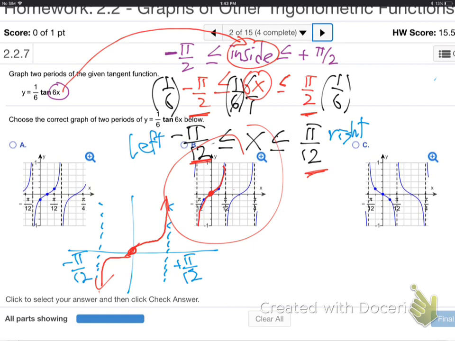What's wrong with A? Why is A not the answer? Shifted. Yeah, it's not hitting. See where it hits right here? It's not right on the origin. The snake is always in the middle of the two lines. Oh, and he doesn't have it dotted at pi over 12. He has it a little bit to the right. So A's not right. C's not right because they're going down. So the answer is B.